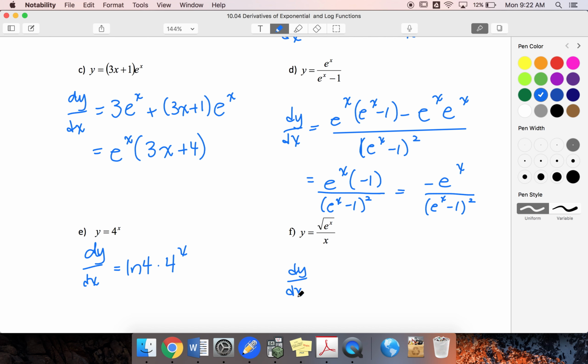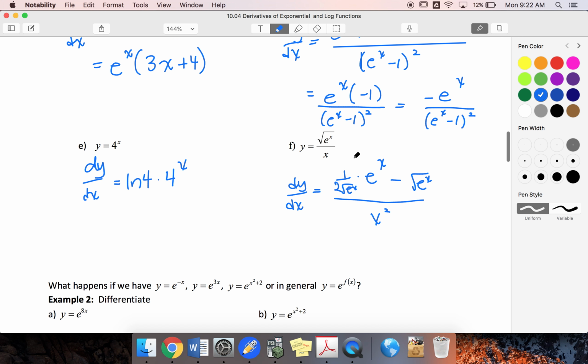I've got quotient again. So derivative of the top is going to be 1 over 2 root e to the x times derivative of the inside, which is e to the x, minus derivative of the bottom, which is just 1, times the top, over bottom squared.